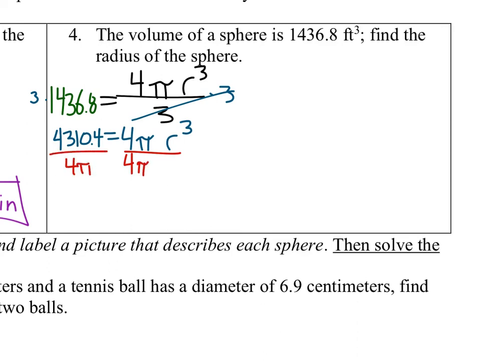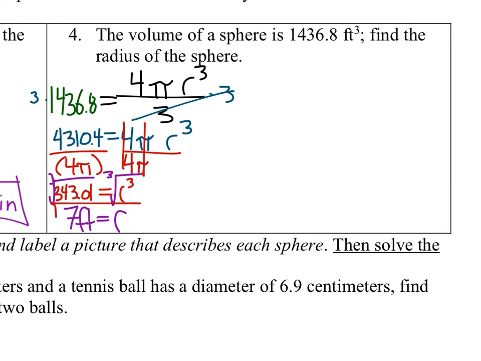Or 4 times pi. Again, in my calculator I need parentheses. So these cancel out and I'm left with r cubed equals 343.01, but that's r cubed. So I need to cube root both of these. Cube root, and that will give me the radius. 7 feet specifically, and that would give me the radius. Done.